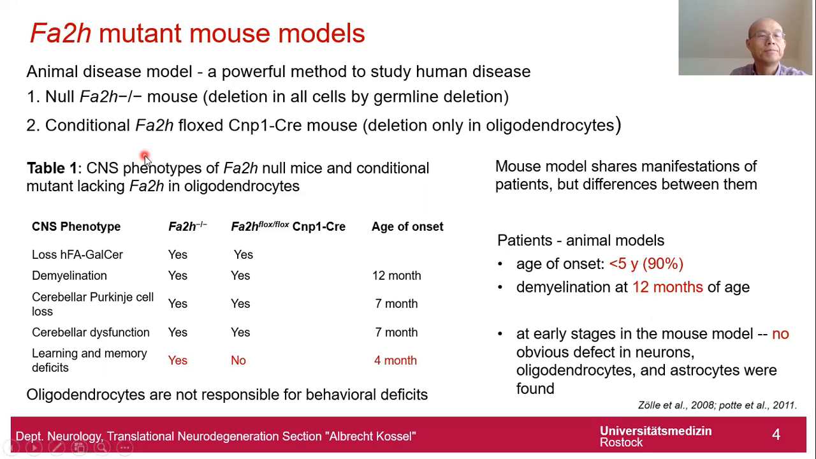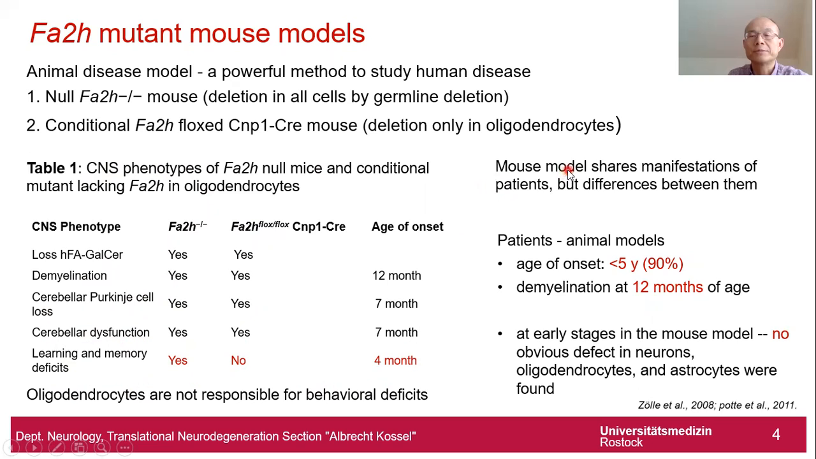Comparing the mouse models, the CNS phenotypes between them are similar. For example, demyelination, Purkinje cell loss, and cerebellar dysfunction can be found in both animal models. However, learning and memory defects happen only in the null mouse model, but not in the conditional mouse model. This suggests that oligodendrocytes are not responsible for behavior defects.